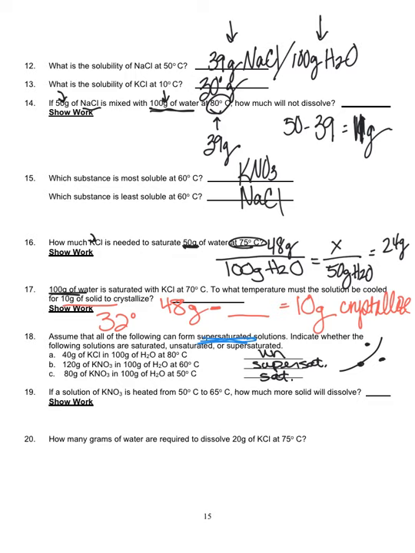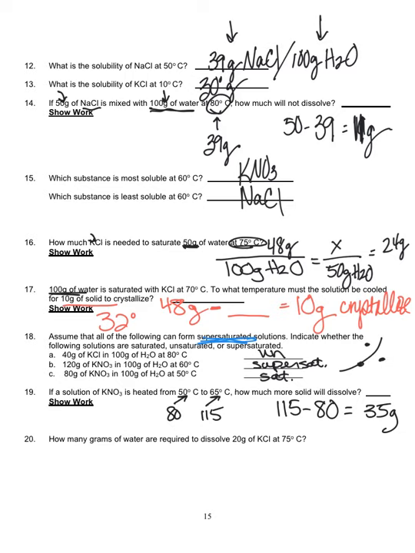If a solution of KNO3 is heated from 50 to 65, how much more will dissolve? You need to figure out how much can dissolve here and how much can dissolve here. So KNO3, what are my temps? 50 and 65. Because this number is 115, this one's 80. So I'm going to subtract them to see how much could be dissolved just by heating it. 115 minus 80 equals 35 grams.